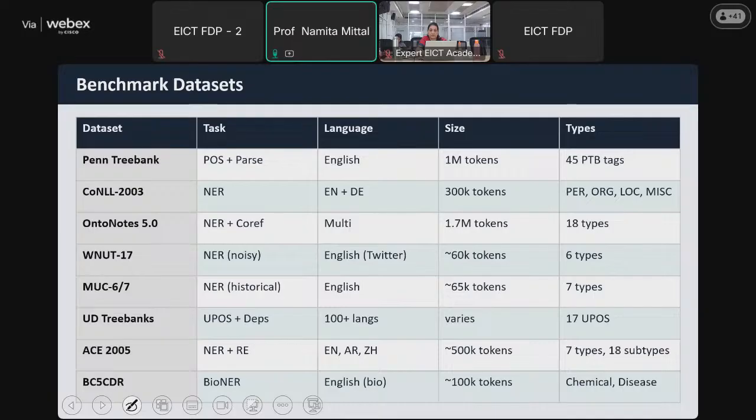It is in English. We have 1 million tokens and 45 Penn Treebank tags. CoNLL is for NER, and it is in English and another language, I think it's DE. 300K tokens, and we have person, organization, location, and some miscellaneous things. And OntoNotes, WNUT, MUC, UD Treebank, ACE 2005, BC5CDR. These are the names of these data sets, and the purpose is different. Look at this BioNER. BioNER means biological named entity recognition.